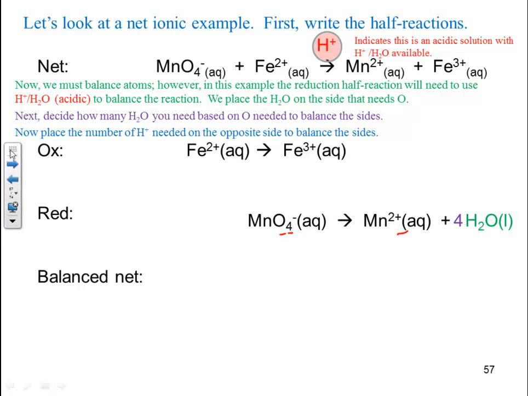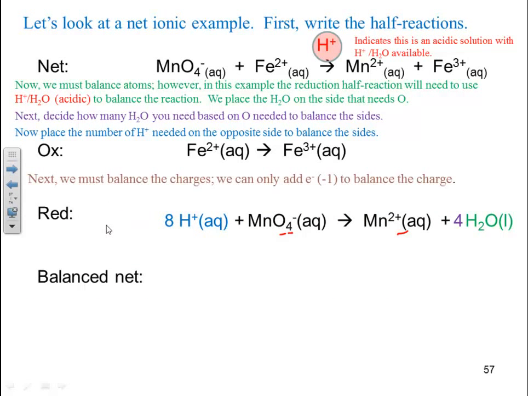Now that I've placed the water, we must place the number of H pluses needed on the opposite side to balance the sides. Notice by placing water on my product side, I've put in there 8 H's that I need to balance out by placing 8 H pluses on the other side. Now you see that I have my half reaction balanced. I have 8 hydrogens on both sides, I have a manganese on both sides, and I have 4 oxygens on both sides.